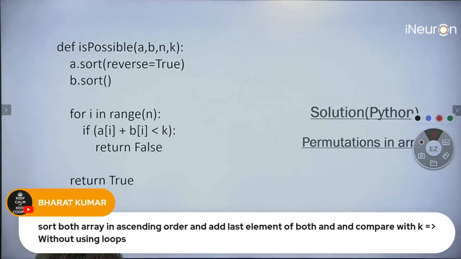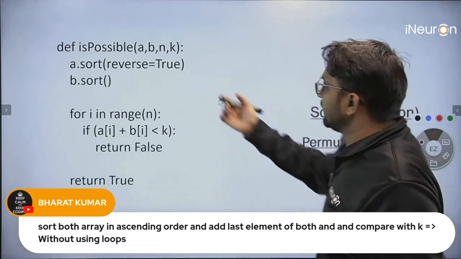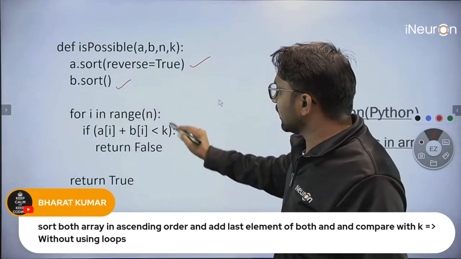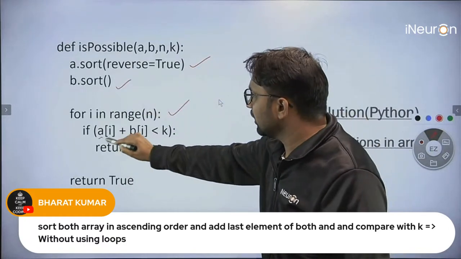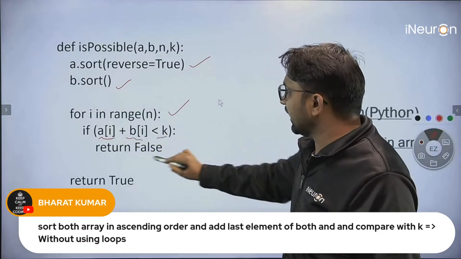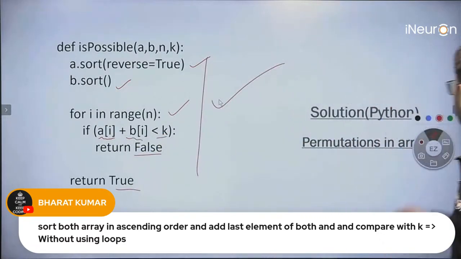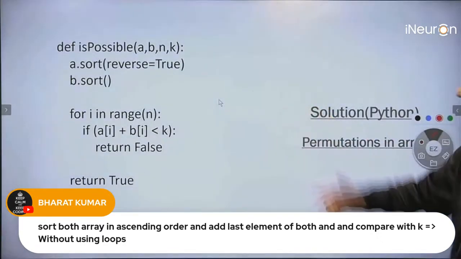The people who want Python code, this is the code in Python for the same thing. We write in the decreasing order, and this is increasing order. We execute a loop, add the numbers. If less than k, return false, otherwise return true. Same logic, just in Python.